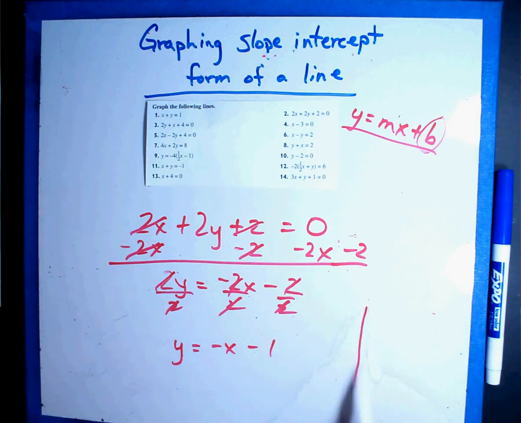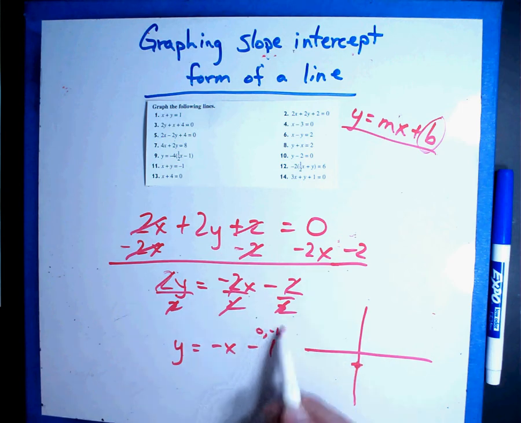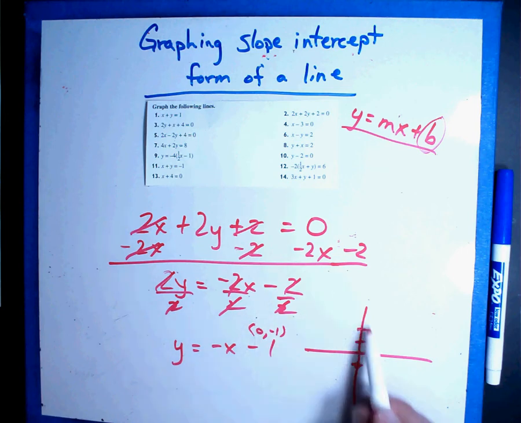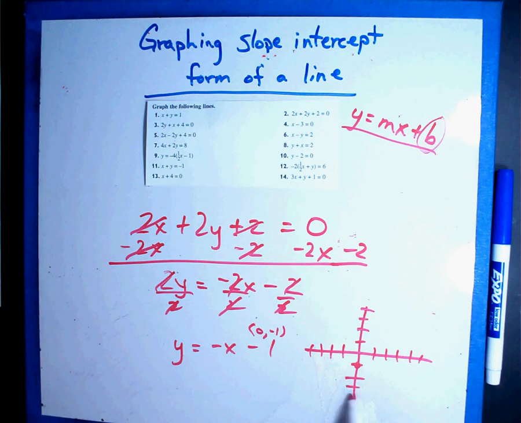And so in this case, it's going to run into the y at negative 1. So it's going to be 0, negative 1. That's where it's going to hit. Put my lines on real quick. And so the slope is negative 1 over 1 again. So it's down 1, right 1, down 1, right 1, up 1, left 1, up 1, left 1. There's my slope. That's what that one should look like as well.